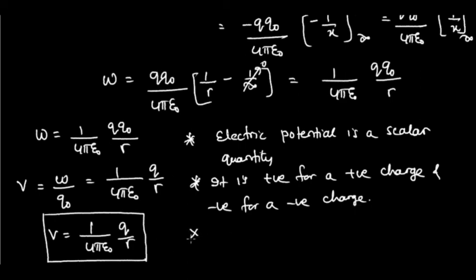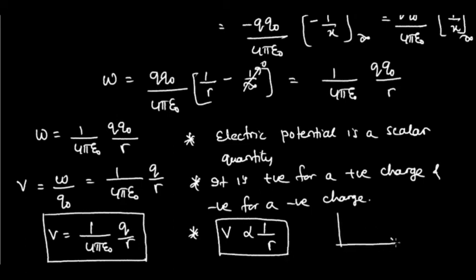And we got that the electric potential due to a point charge varies inversely as the distance from it. V is inversely proportional to r. Means if you draw a graph between electric potential and the distance, then you will see that the potential will decrease with distance. Is that clear?